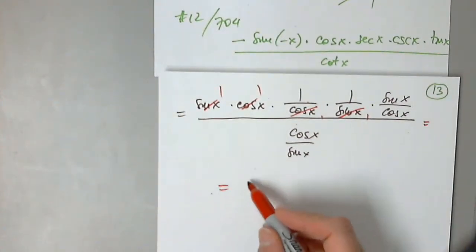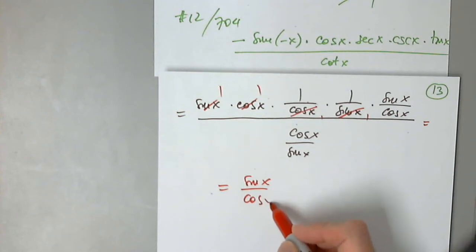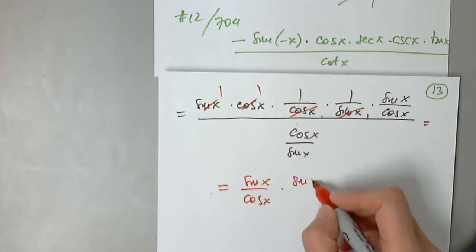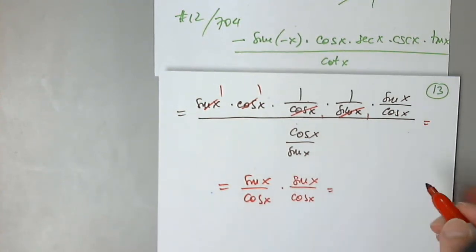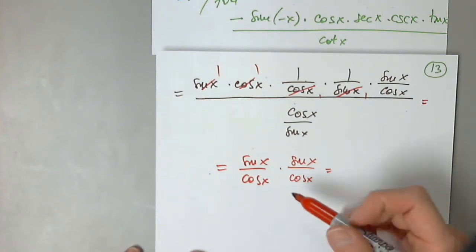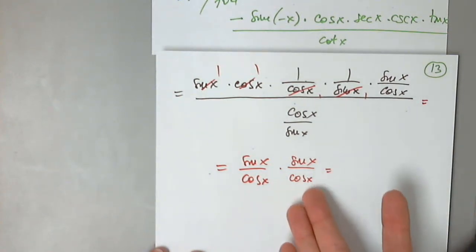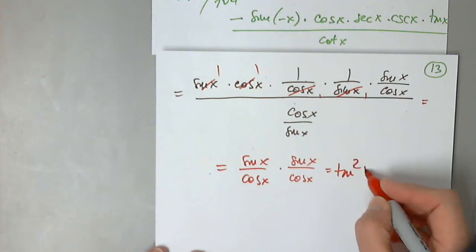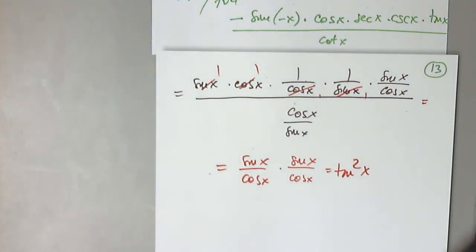Okay, fine. So then sine x over cosine x times sine x over cosine x. The top is sine squared. The bottom is cosine squared. But this is tangent times tangent. So it really simplifies quite nicely. Initially, it looked off.